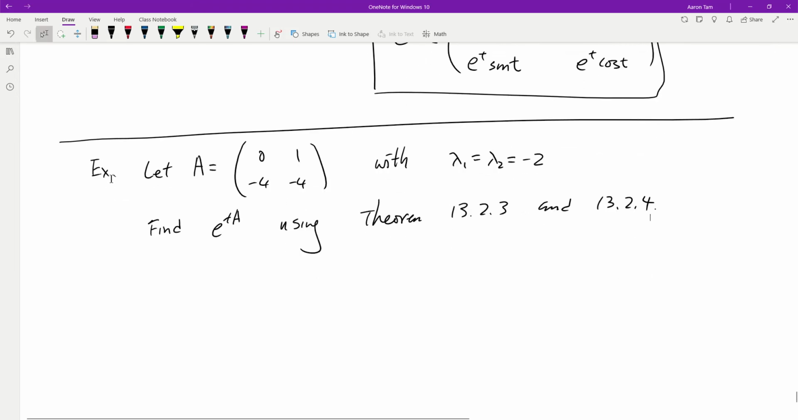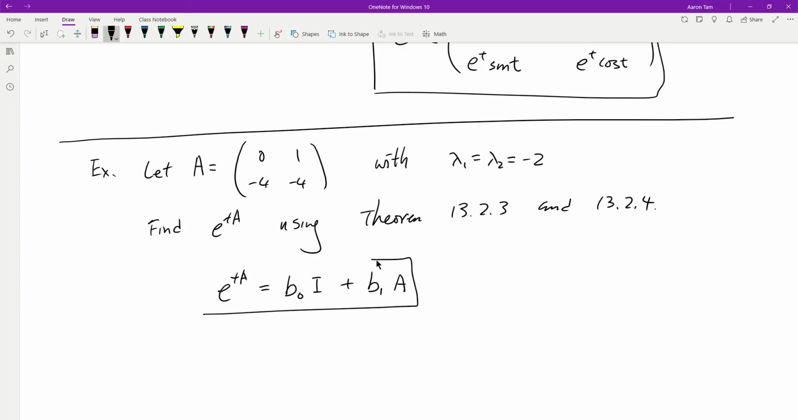The problem is that we have a repeated eigenvalue. However, it doesn't change what we need to form the solution. 13.2.3 still applies exactly the same, which for a 2 by 2 matrix is telling me that e to the tA is equal to b sub 0 times I plus b sub 1 times A. So that's the formula that we're working with. The tricky part is how do we find b sub 0 and b sub 1 now that we have a repeated eigenvalue?